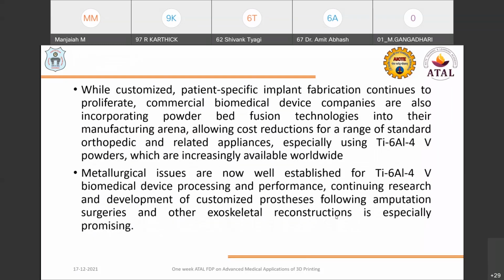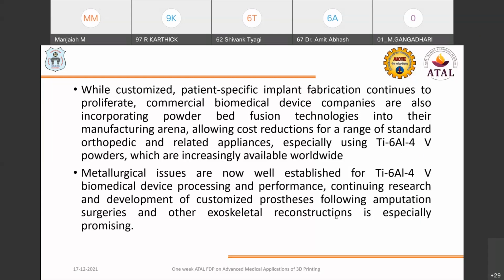And customized or patient-specific implant fabrication continues to proliferate, and commercial biomedical device companies are also incorporating powder bed fusion technologies into their manufacturing, allowing cost reduction for a range of standard orthopedic and related appliances, especially using titanium powders, which are increasingly available worldwide. Even the metallurgical issues are now well established in titanium biomedical device processing with the EBM or SLM process.